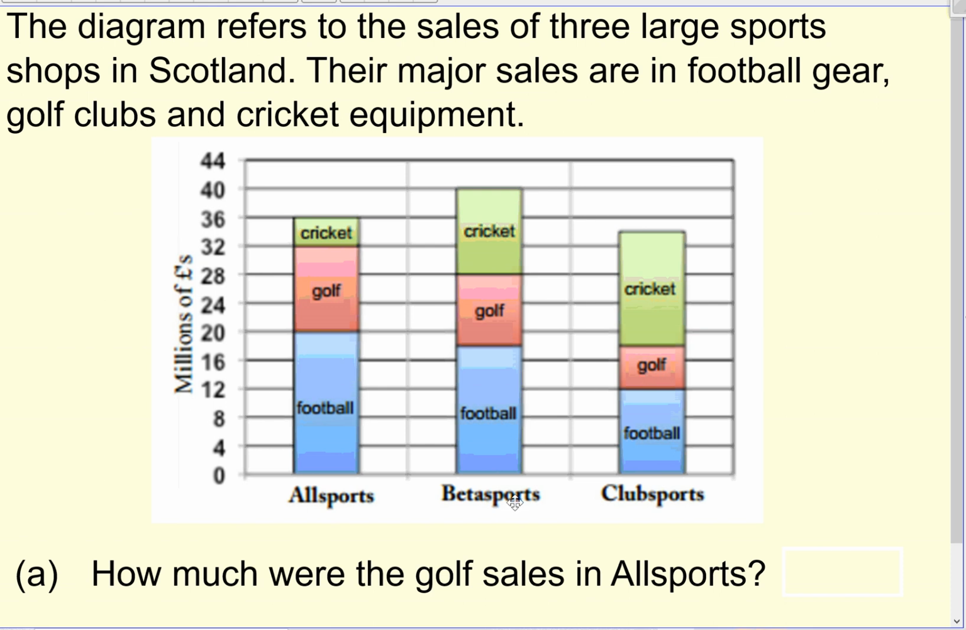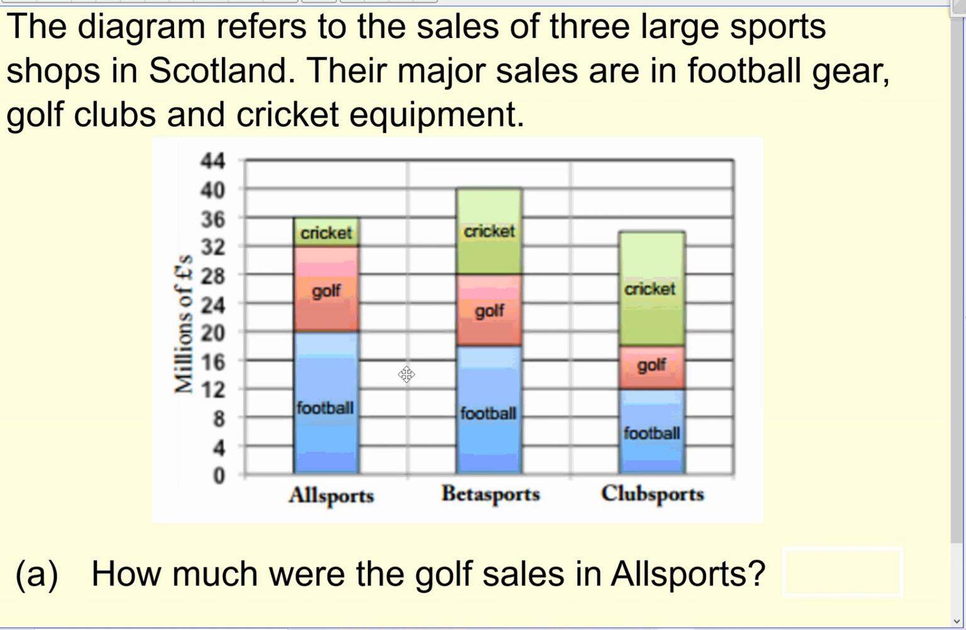So you can see that Beta Sports has the highest bar. However, it's probably more likely that Club Sports is better for cricket, because you can see that the section for cricket is bigger, so they are probably better for cricket gear than Beta Sports. Even though Beta Sports has got more sales overall, you can see that Club Sports is more popular for cricket. And that's why this information is shown like this, because it shows total sales, but then it also breaks it down. And this kind of chart is really popular when it comes to things like sales.